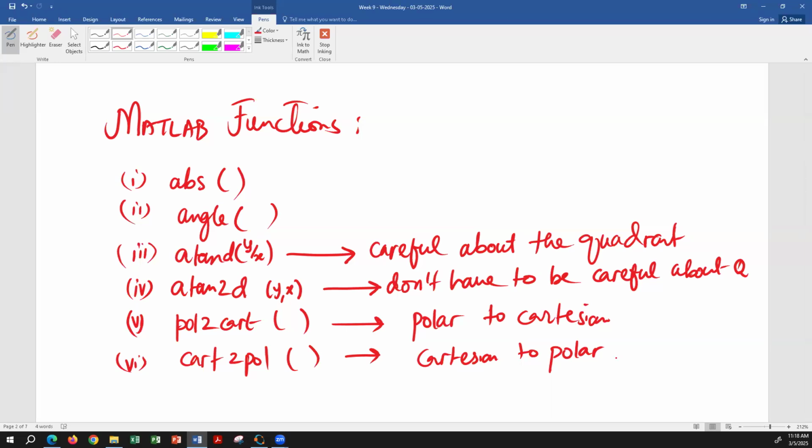But the angle is going to be in radians instead of degrees from this one. And polar to Cartesian is going to give you x comma y as the output. So if you have to create one number, then you're going to do x plus i times y. i, of course, is your imaginary square root of -1.